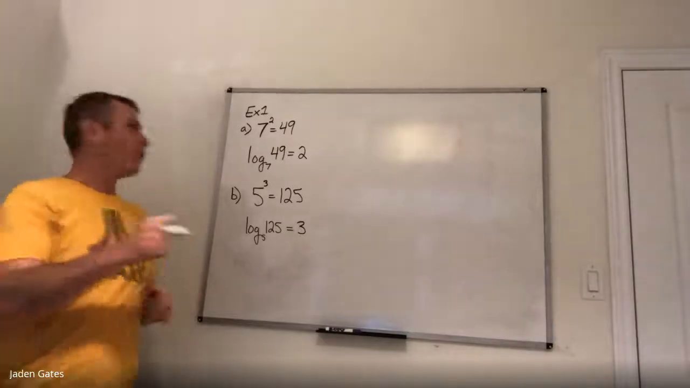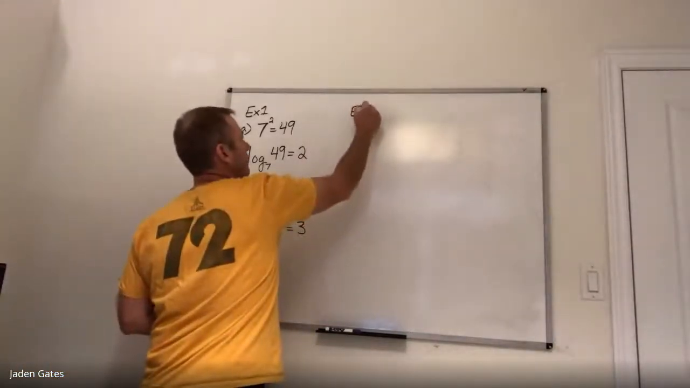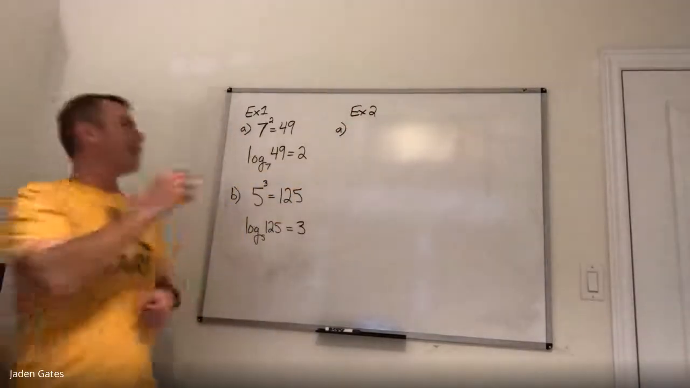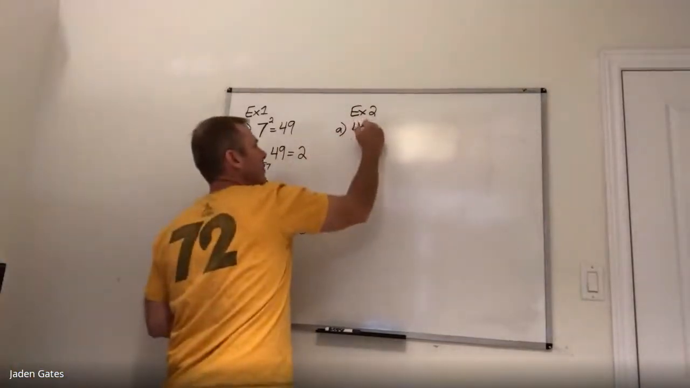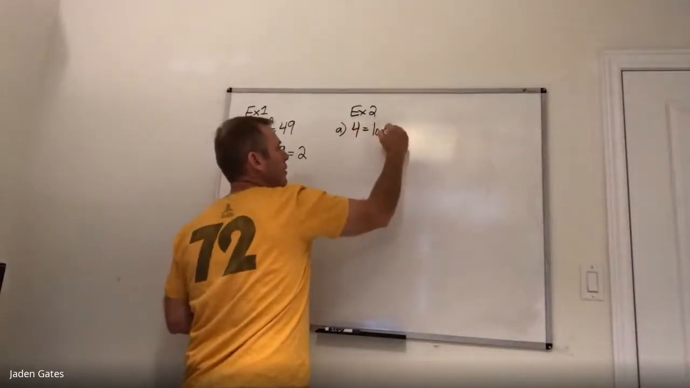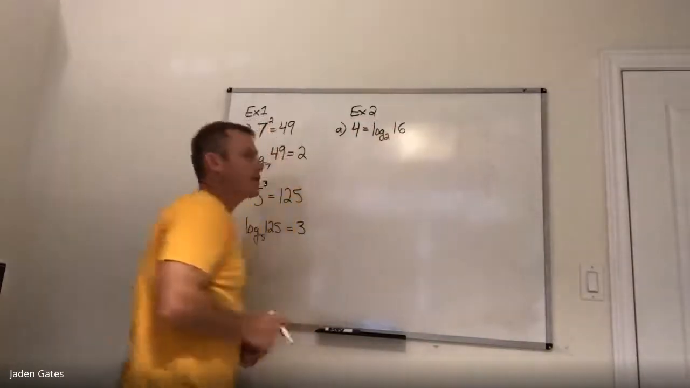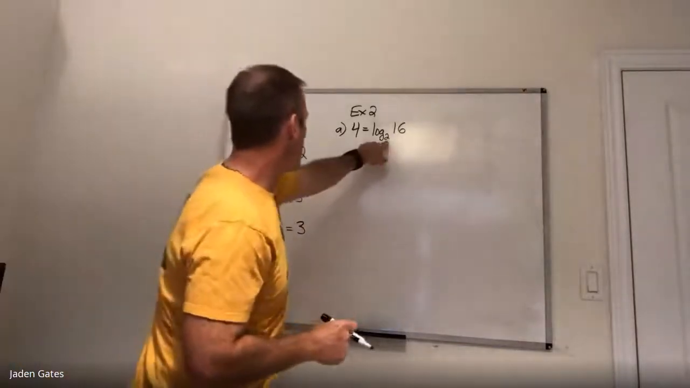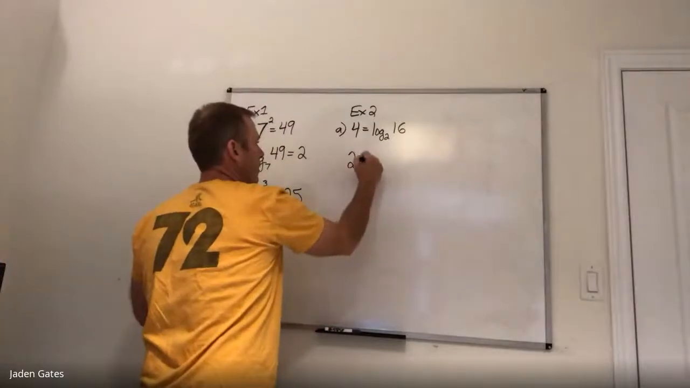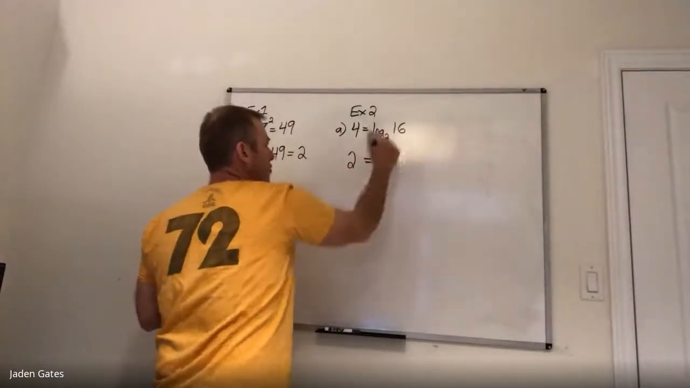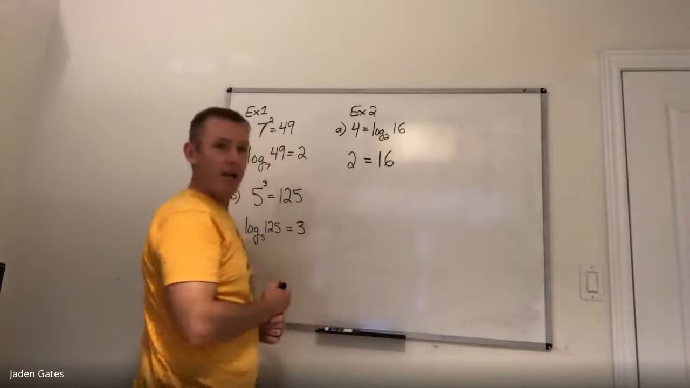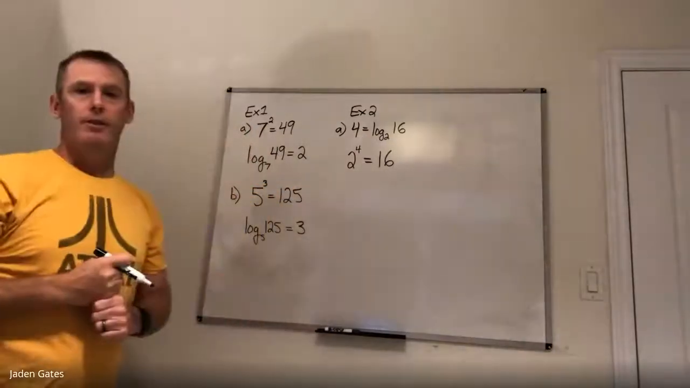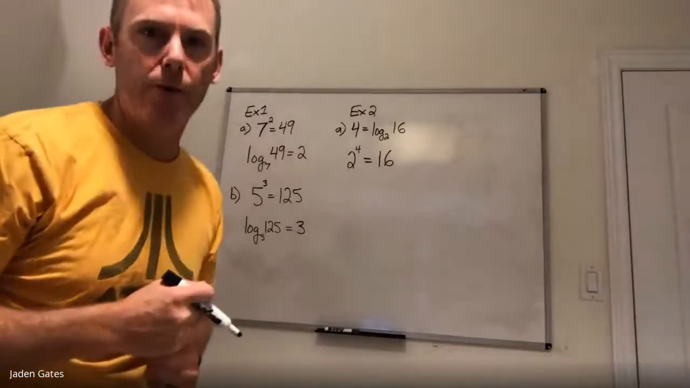Example 2. Go the other way. Flip-flop. Now I have the logarithmic function. I've got 4 is equal to log base 2 of 16. So I'm going to write it in exponential form, which means there's my base, there's my answer, and what would the exponent have to be? Right here, 4. So there it is written in exponential form.